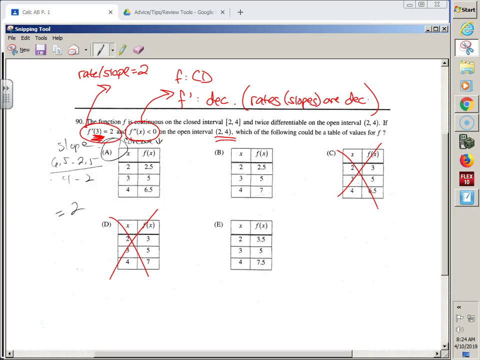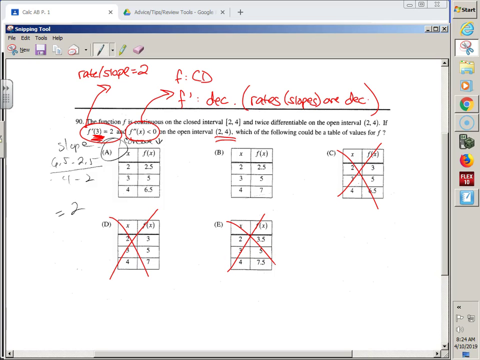This one has an average of 2.5. This one has an average of 1.5. Wait a minute, 1.5. If you are a little confused as to what I mean by average, I'm taking f of b minus f of a all over b minus a, or a rise over run. I'm going up 1.5 over 1. Should my slope or my rate before 3 have been lower than 2? No, because it's decreasing. Shouldn't it have been higher than 2? That one doesn't make sense.